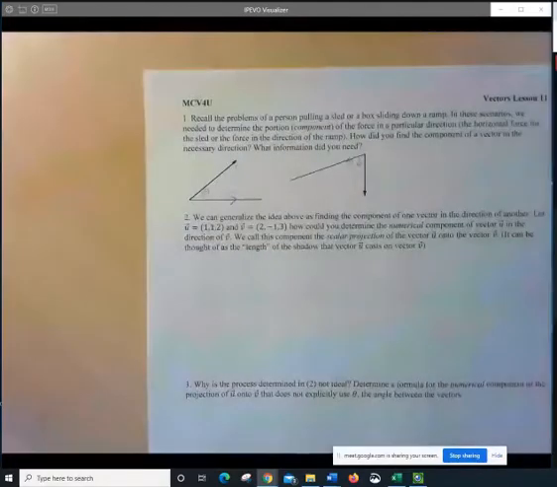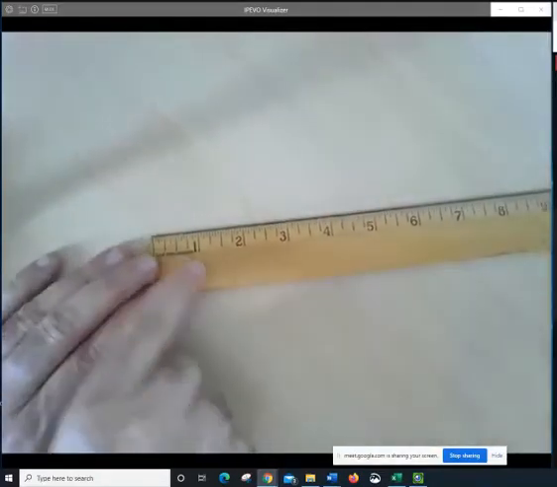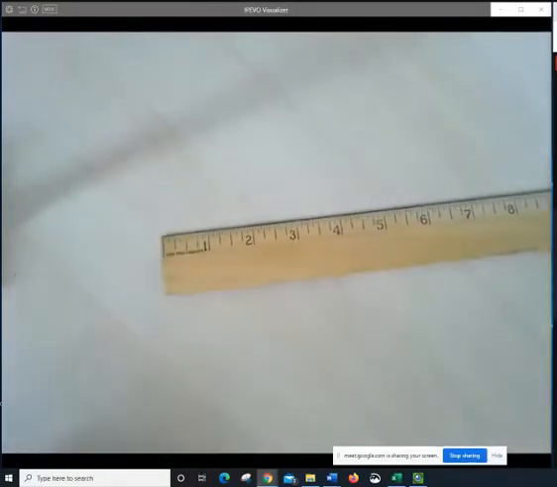I'm going to try to do this as well as I can. A bit tough when you're doing this. Let's say this ruler here represents the direction in which I want to determine the component of another vector.